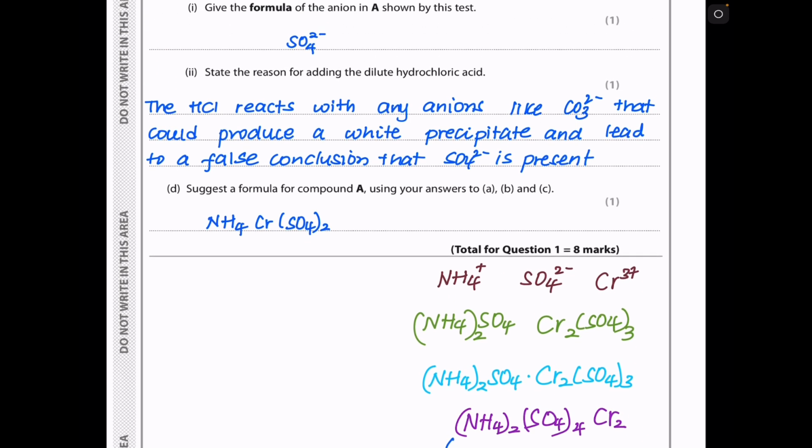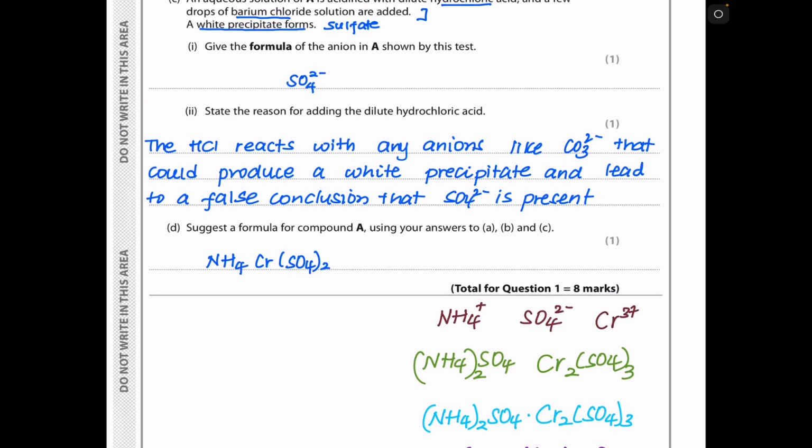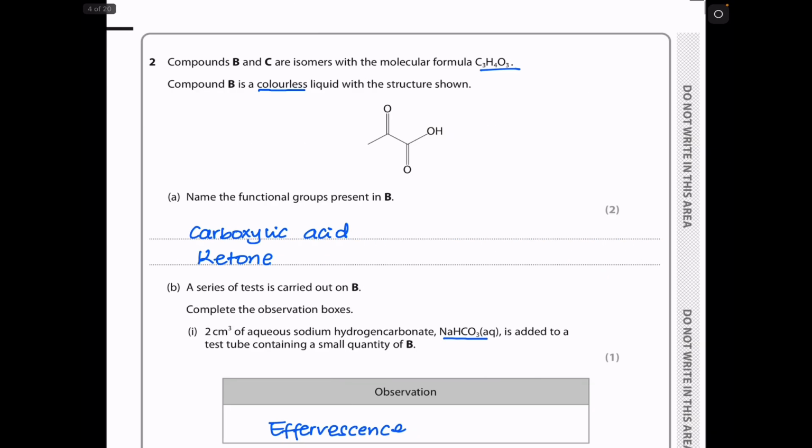So this brings us to the end of question 1. Let's continue to question 2. In question 2, compounds B and C are isomers with a molecular formula C3H4O3. Compound B is a colorless liquid with a structure that we see here.